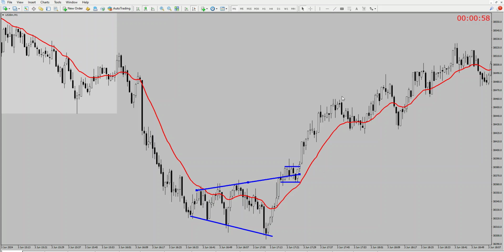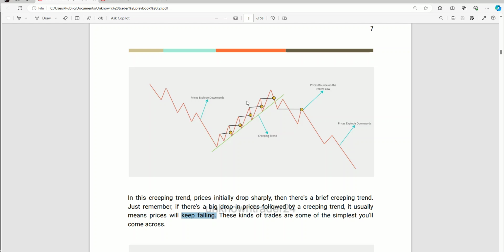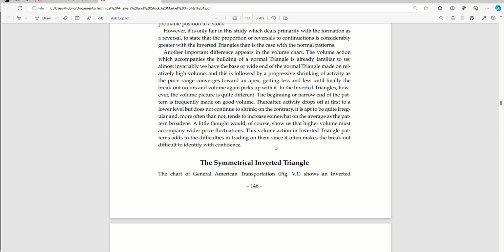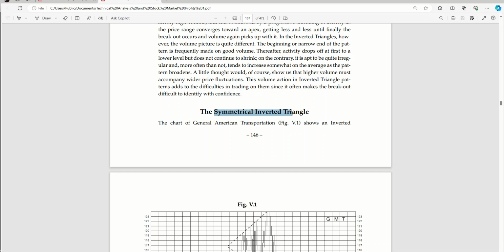Look at this, guys, and look at the engulfing candle that you got. But this pattern is not there? Yes, the pattern is there. I shared these books with you. I told you this, and I'm gonna tell you this again: if you read Shabaka's book, you'll see all these things. It's called the symmetrical inverted triangle. You see, this is the triangle. It breaks out, it goes.